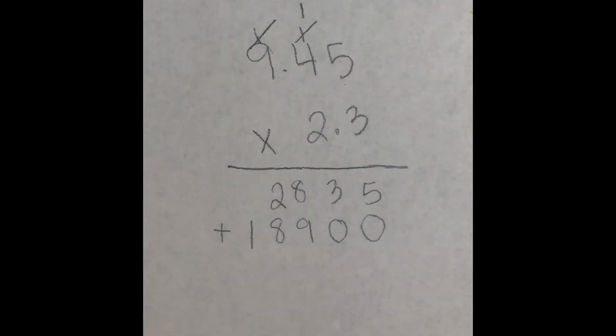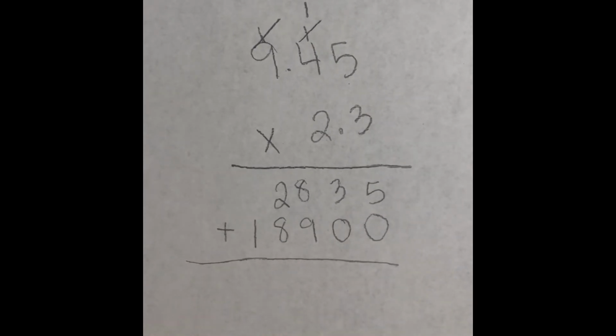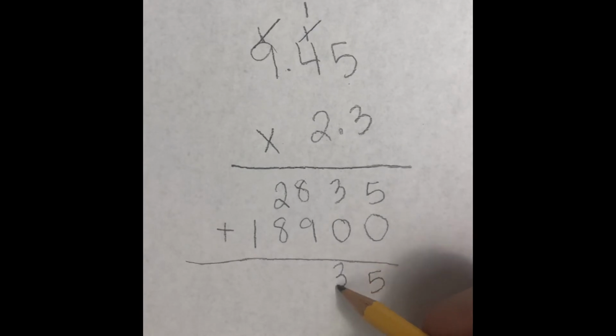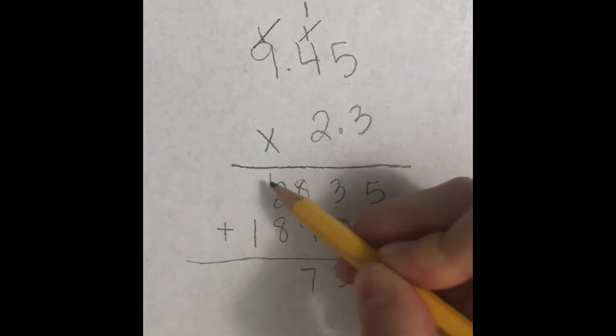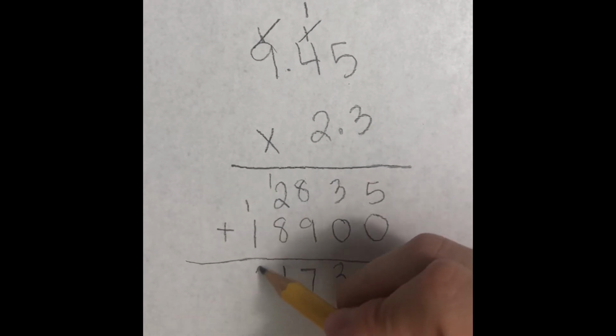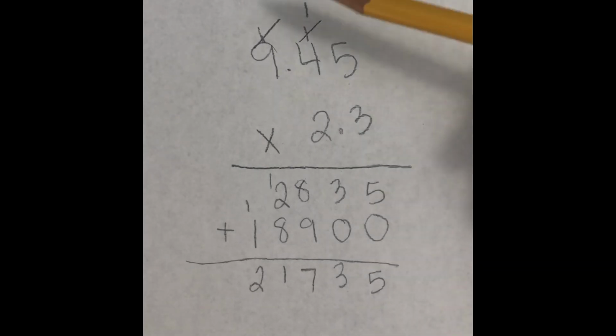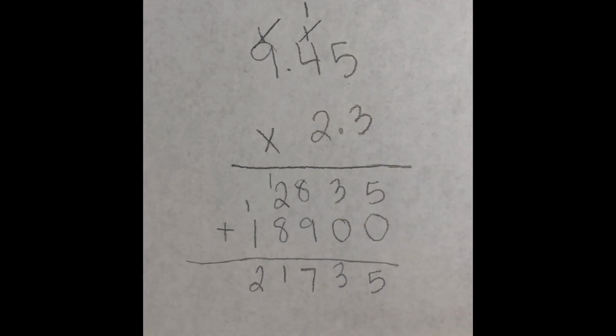Now, just like I do in my ordinary multiplication algorithm, I add up both rows. 5 plus 0, 3 plus 0, 8 plus 9, 8 plus 2 plus 1, and 1 plus 1. Now, I have completed my multiplication part.